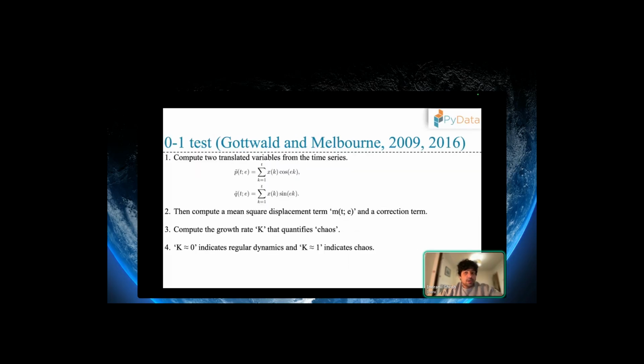Then there's this test called the 0-1 test for time series data. The first thing you can do regarding this is translate the voltage variable into some other coordinates, called p and q, and then just plot p against q. Then you can eyeball the plot and it tells you whether this is chaotic or not. But that also gives you more control over deciding whether your analysis is giving the right quantity. You can compute a mean square displacement term from this, and then a correction term. And over that, you compute the growth rate of the time series, and that lets you quantify chaos.